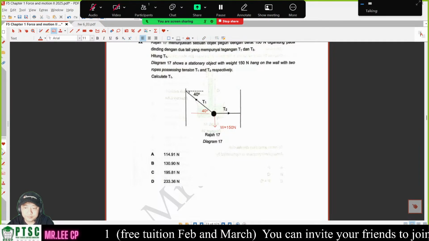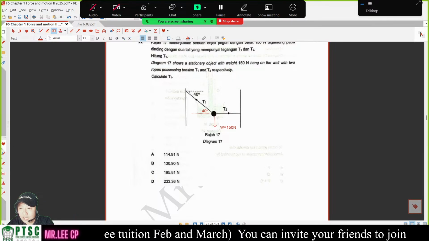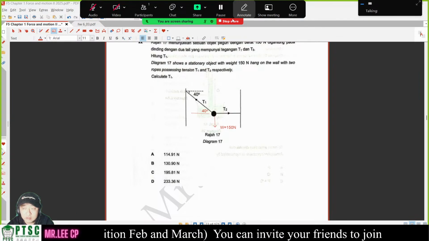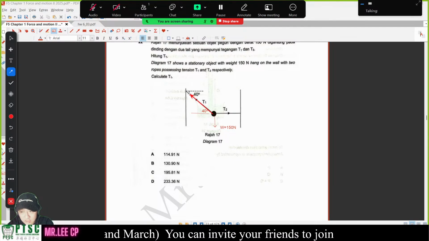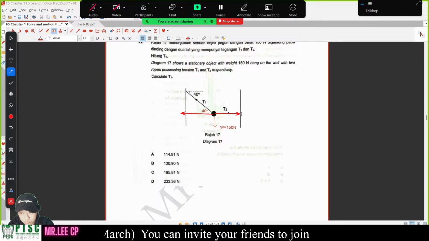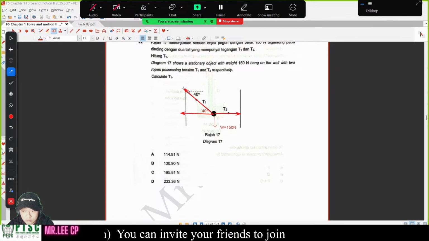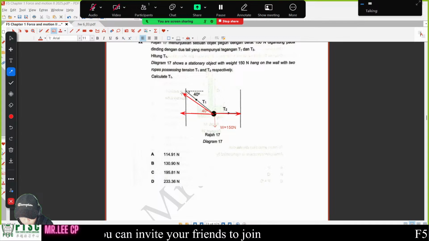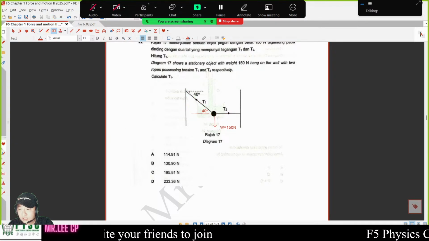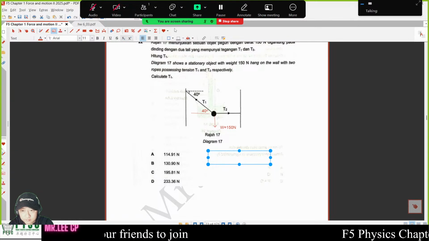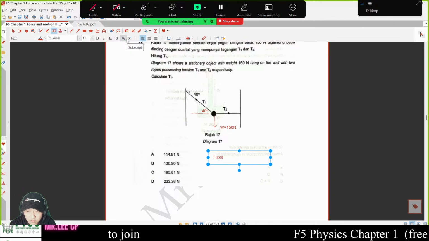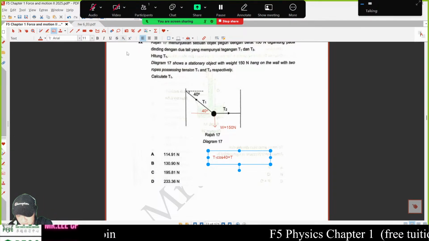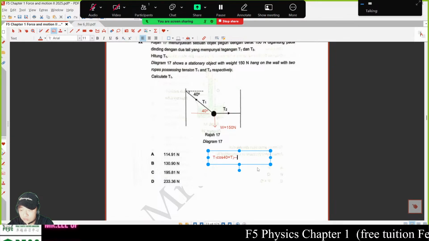Alright. So now calculate T1 only. So I need to write the equation. T1 bring to here is T2, right? T1 bring to here. Touch or not touching 40? Touch, then we use cos. T1 cos 40 is equal to T2. I got two unknowns, cannot do. Leave it as it is.